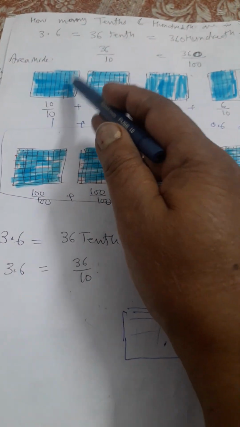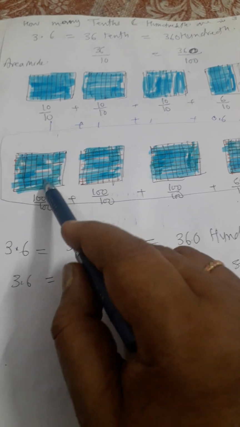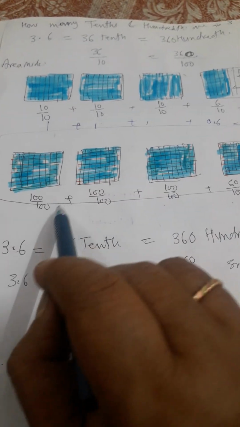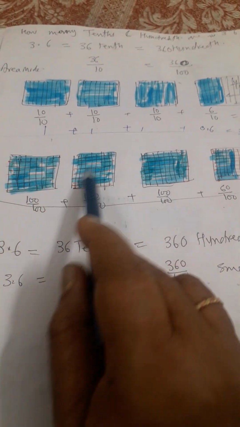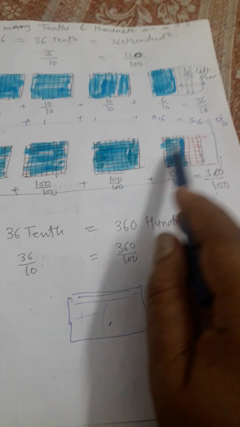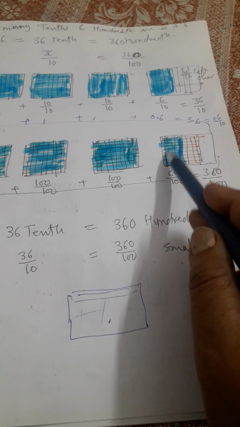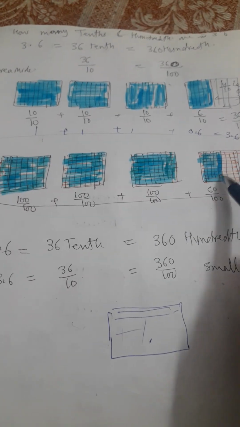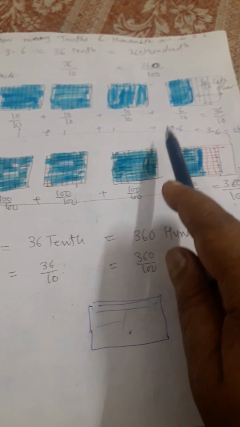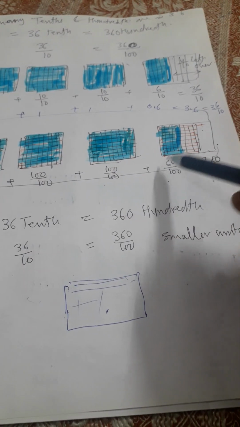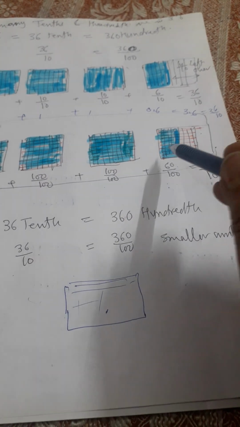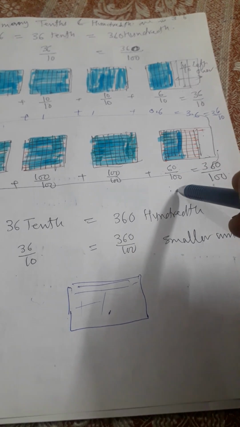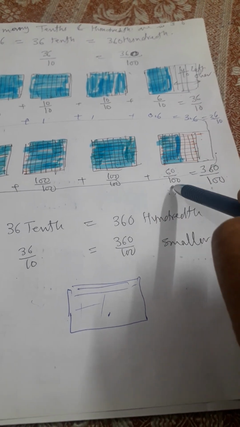First 10 segments, and then here 100 segments are there everywhere. Because we are cutting each tenth into 10 sections, each tenth into 10 sections. But here shaded are only 60 because it is 0.6. Since it was 6/10, that is why it becomes 60 hundredths here, because we are discussing hundredths. So 10 by 10 everywhere more because we have crossed this.